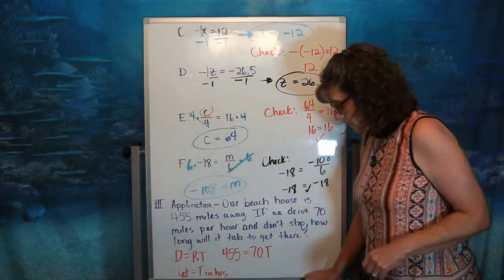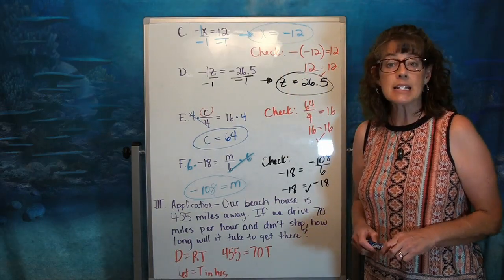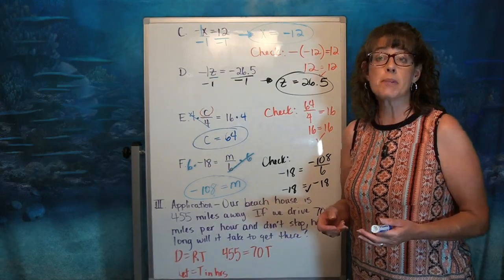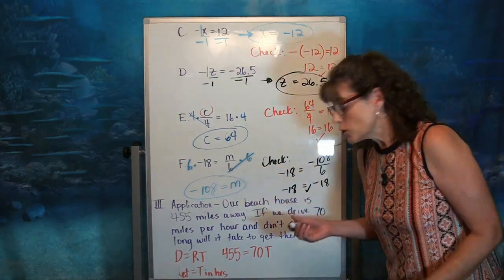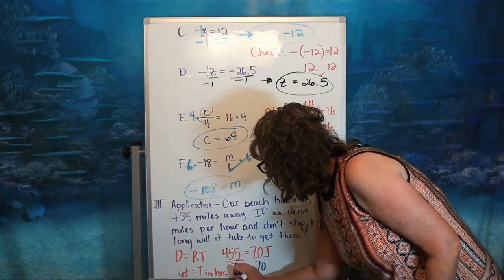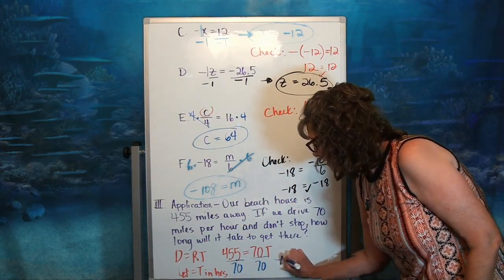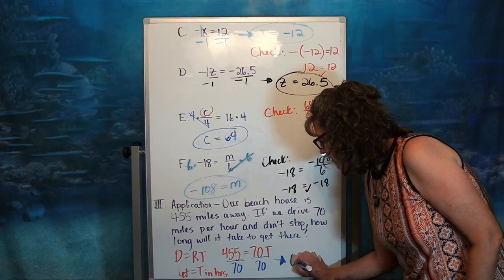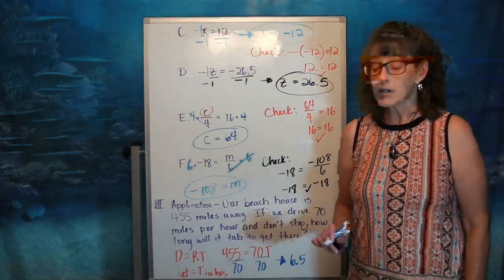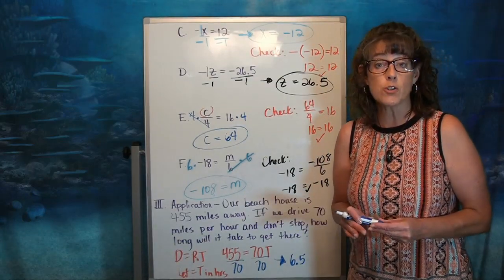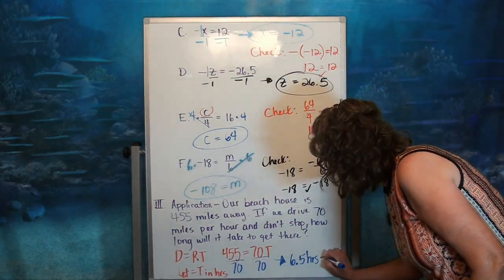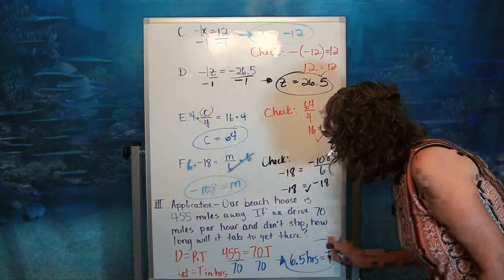And like we saw in the previous examples, how am I going to get that t by itself? Notice it's already been multiplied by 70, so the opposite would be to divide by 70. So I'm going to divide both sides by 70, and 455 divided by 70 is going to be 6.5. And it's 6.5 what? Because this is a real world situation, we need those units in there. Yes, 6.5 hours. And that is how long it will take.